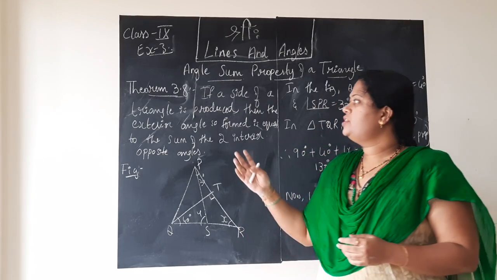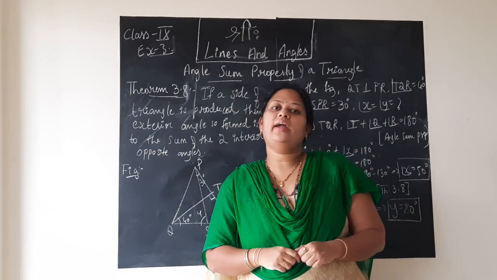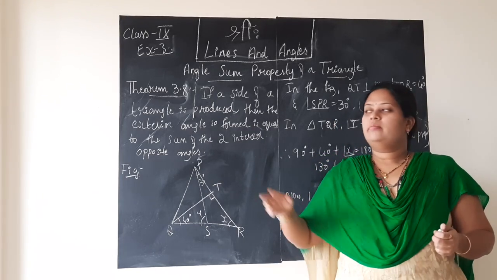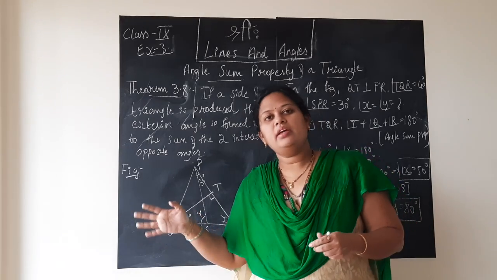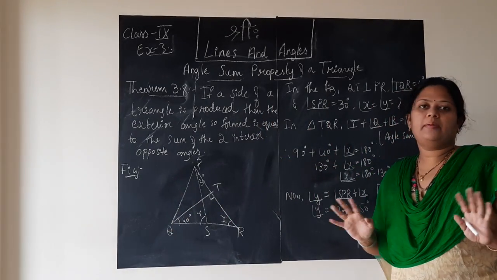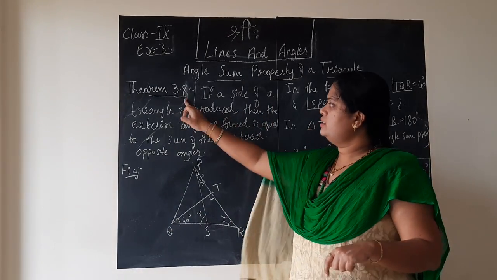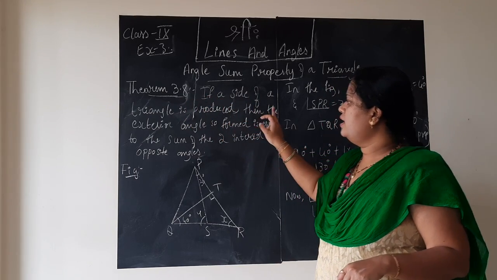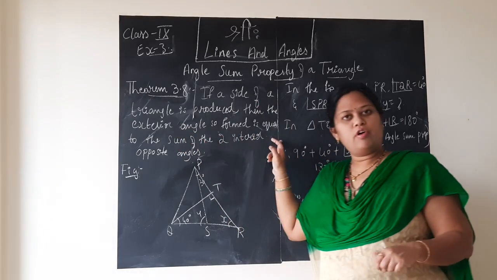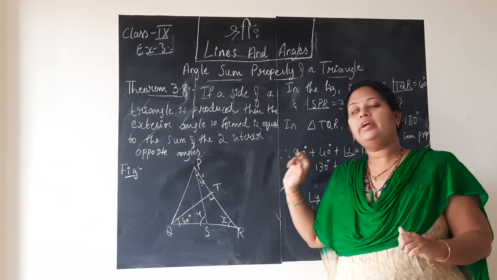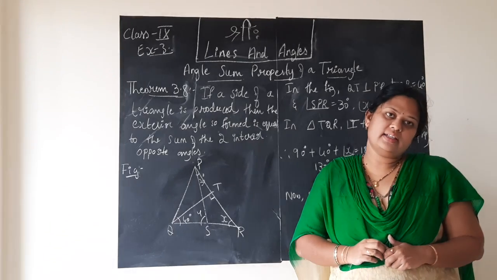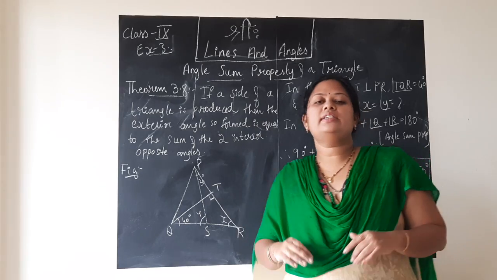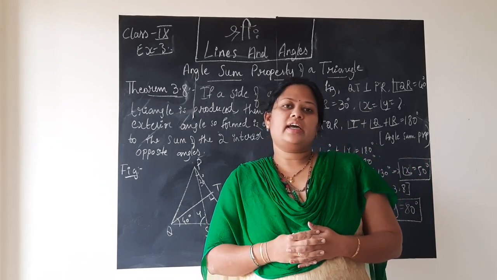So next children, we shall study about theorem 3.8. You don't have the proof for this theorem, only the statement. But the theorem we are trying to understand with the help of an example problem here. The statement states that if a side of a triangle is produced, then the exterior angle so formed is equal to the sum of the two interior opposite angles. If one of the sides of the triangle is extended, then an exterior angle is formed.